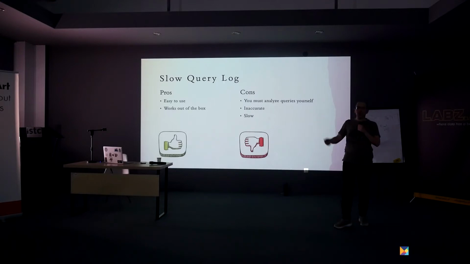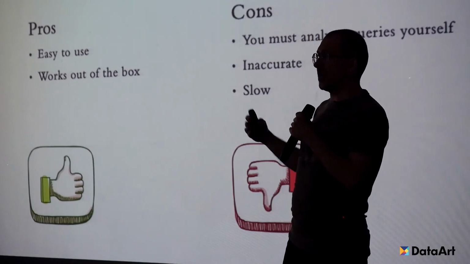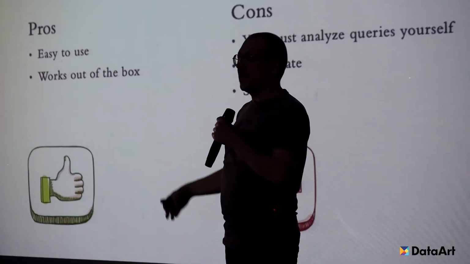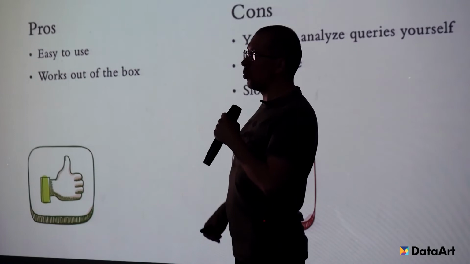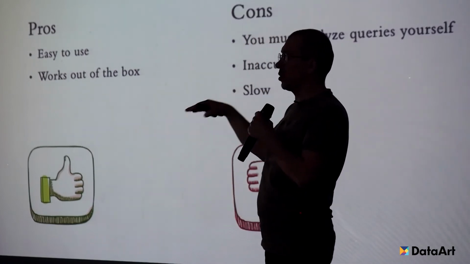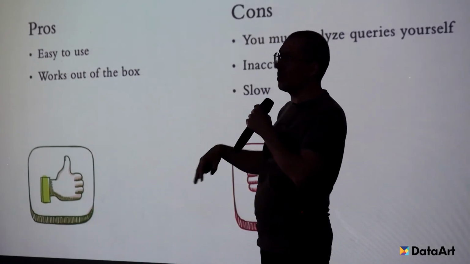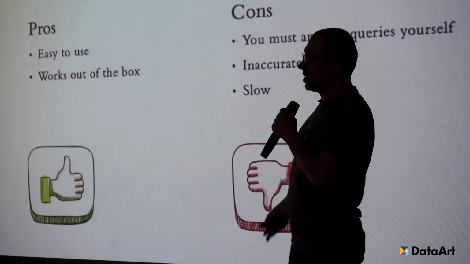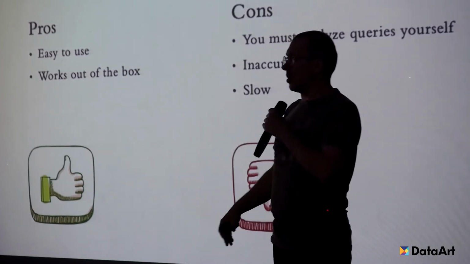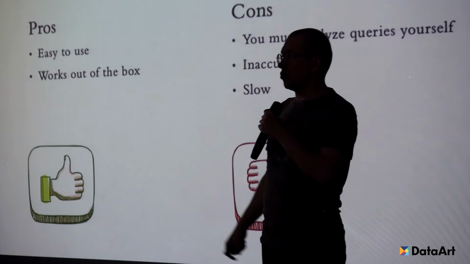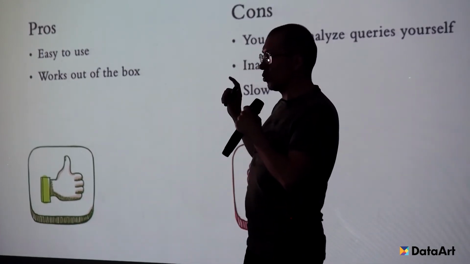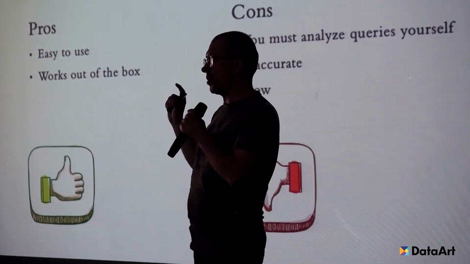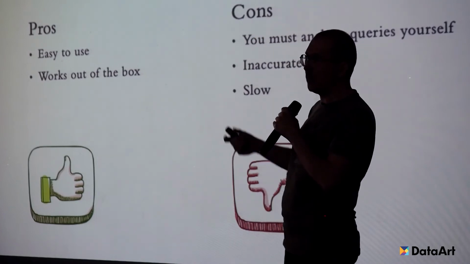The slow query log: I think everyone knows that you can turn this logging on in Postgres, and it will write slow queries in the file. It's quite easy to use. It works out of the box. You need to switch one parameter in the Postgres config file.